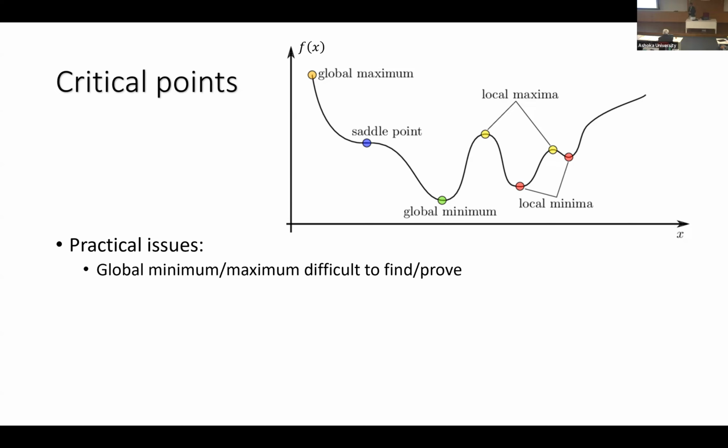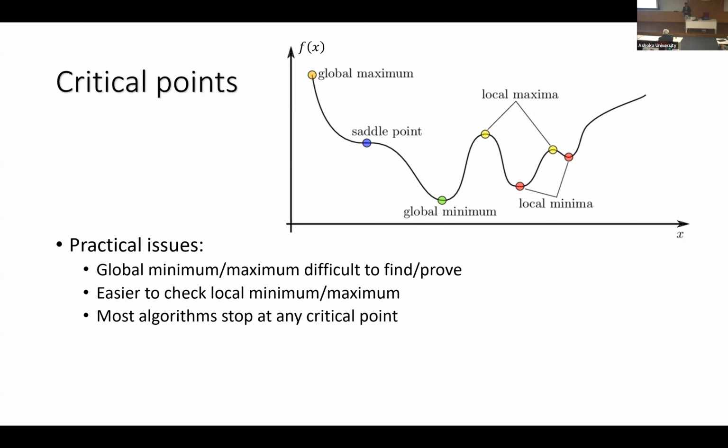Generally, in practice, what we know from several years of research is that the global minimum or maximum is difficult to find, even analytically. Numerically also they are difficult to find. It is easier to check whether a point is a local minimum or not. Most algorithms that exist today just stop when they find a critical point. Any of these they find, they just stop for most algorithms.